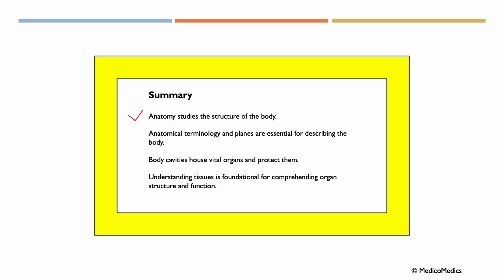So in summary then, anatomy studies the structure of the body. Anatomical terminology and planes are essential for describing the body. Body cavities house vital organs and protect them. Understanding tissues is foundational for comprehending organ structure and function.